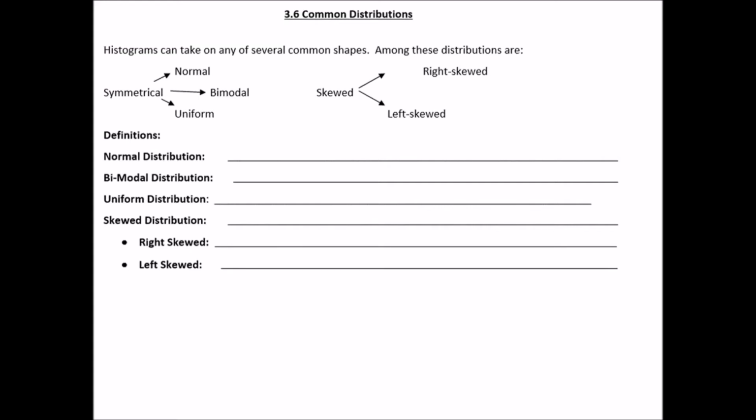Distributions. So histograms can take on any of several common shapes. Among these distributions, if our histogram is symmetrical, that means that on the right side and the left side there is a mirror image. We can get the normal distribution, the bimodal distribution, or the uniform distribution. I'll draw that here under uniform. Or if we see a skewed, so just not a symmetrical distribution, it's either left skewed or right skewed.